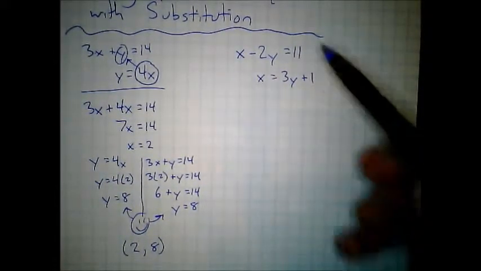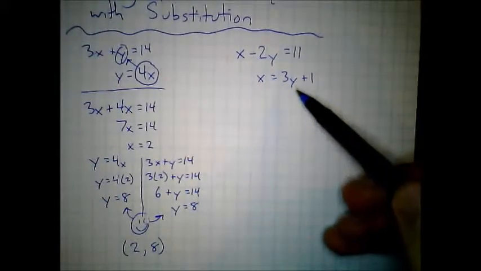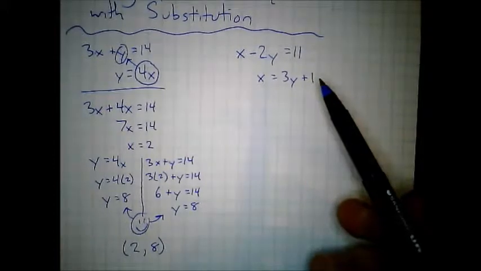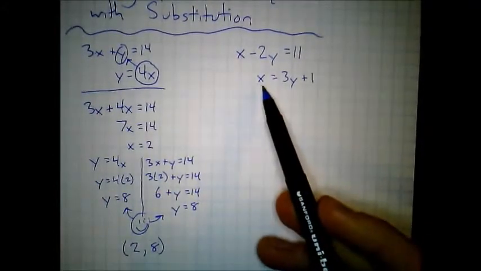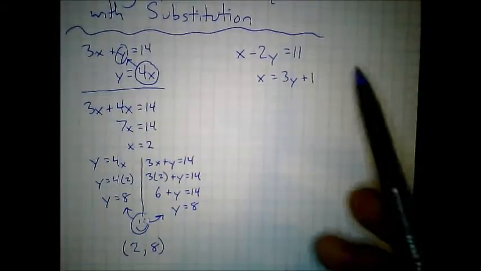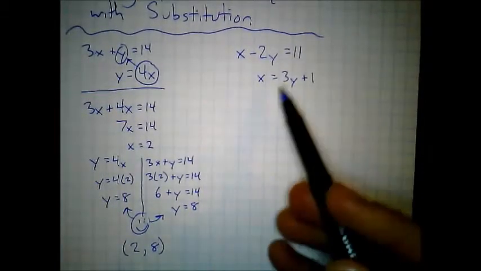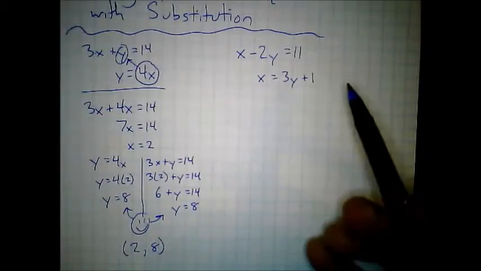We want to identify that we still have lines, so we still want to know where these two lines intersect. Now this one is telling us what x equals, so we know we're going to use substitution because we know exactly what x equals. X equals the expression 3y plus 1.